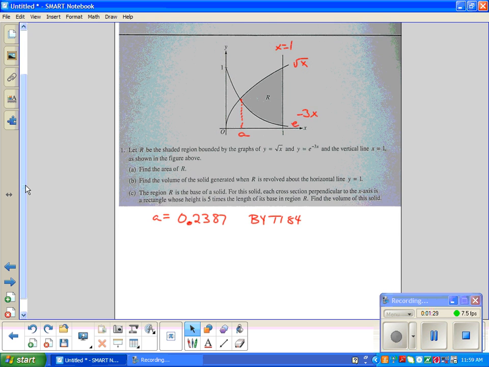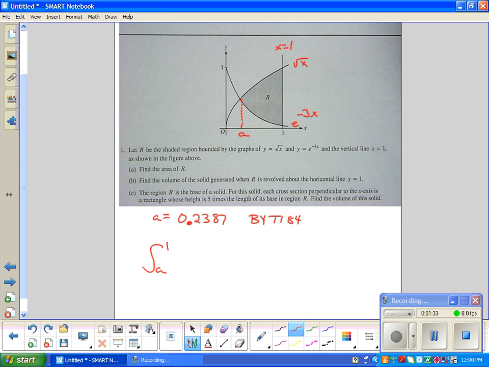And I'll get rid of the top stuff. I can just write now, I think this is the integral from A to 1 of the square root of x minus e to the negative 3x dx. All right, and now that integral is worth a point. You should be able to type this directly into your calculator.